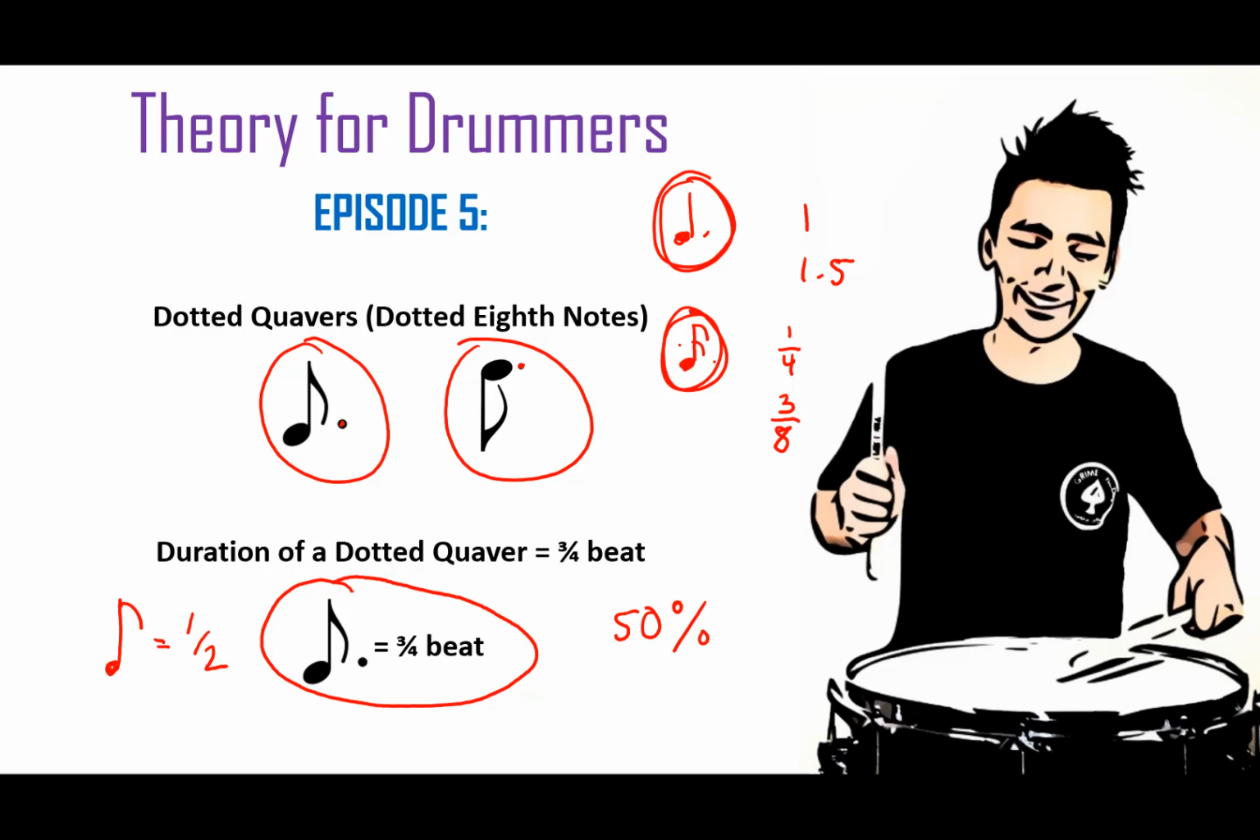So I want you to understand the concept in case you see those notes occasionally, but the note that I want to focus on today is the dotted quaver, because that is the note that you're going to see most often when you're reading sheet music as a drummer. So let's move on to the next slide.